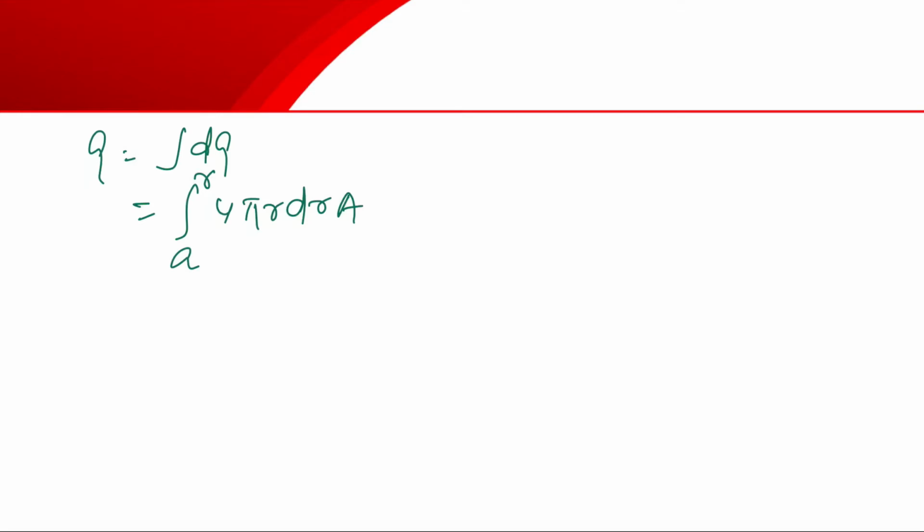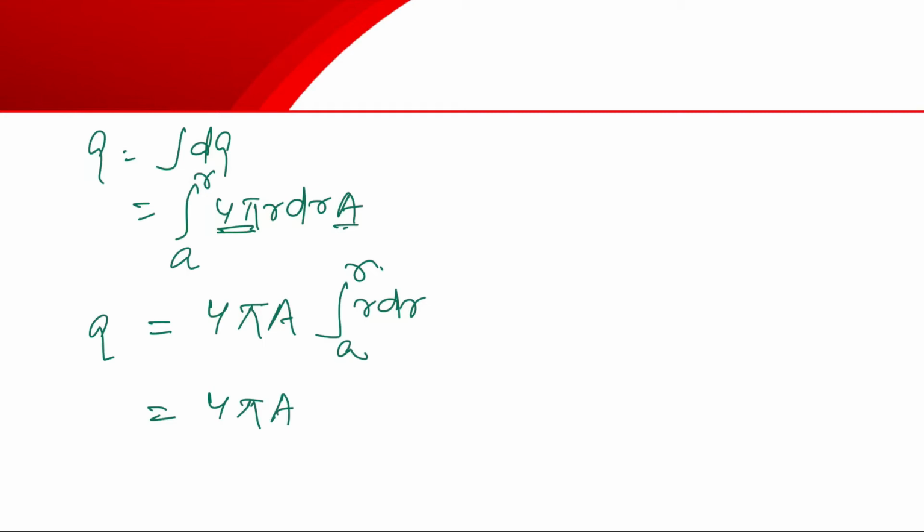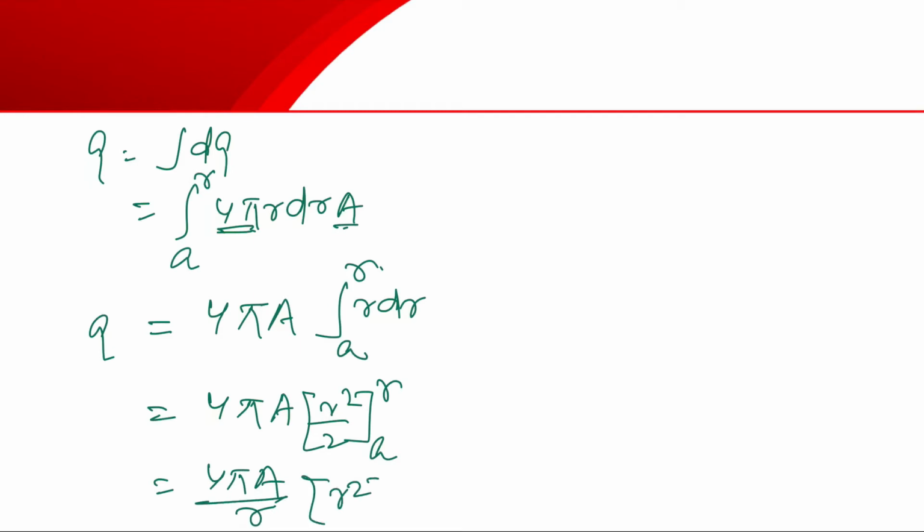In this case the constants are 4 pi and A, so let us take them outside the integration sign. It will be 4 pi A, inside it will be r dr, with limit a to r. Which if we solve will be 4 pi A r square upon 2. Let us put the limit a to r, which can be written as 4 pi A upon 2 times r square with limit a to r.